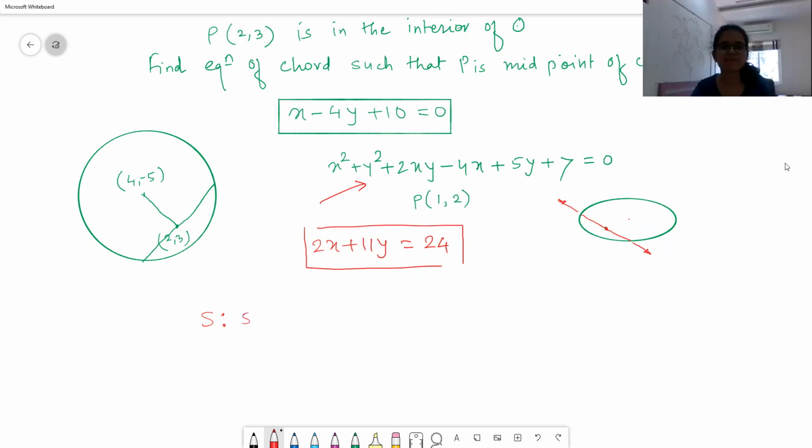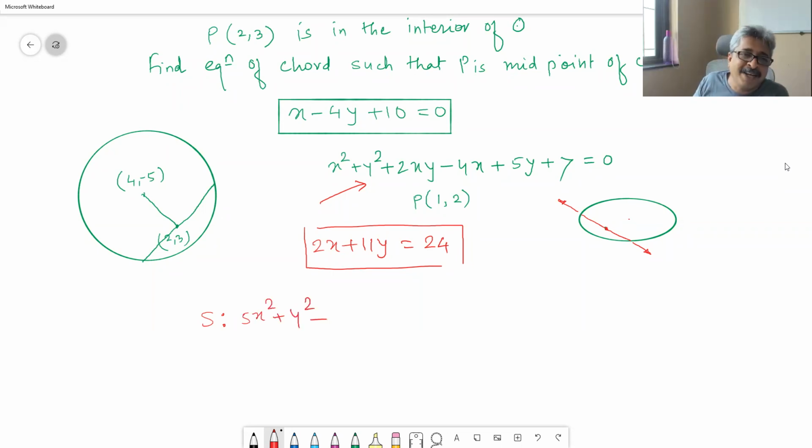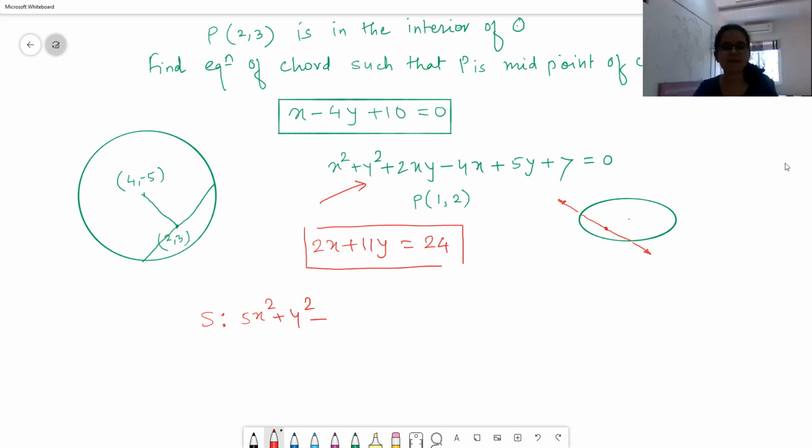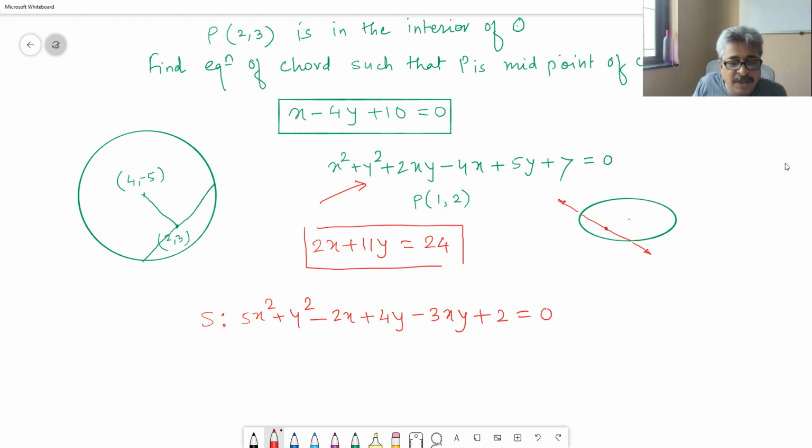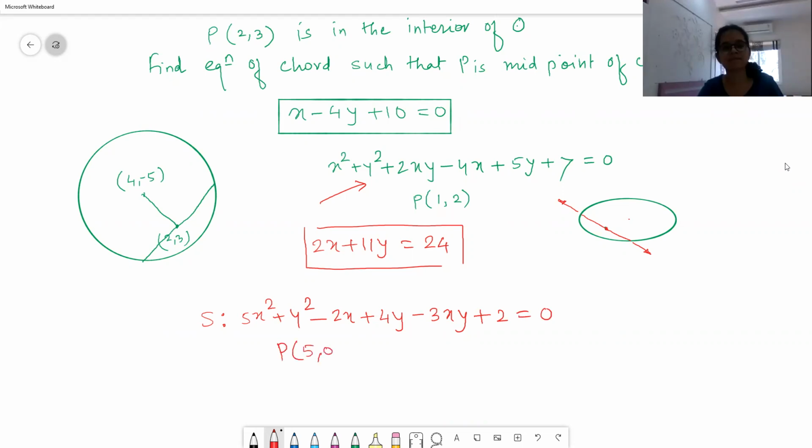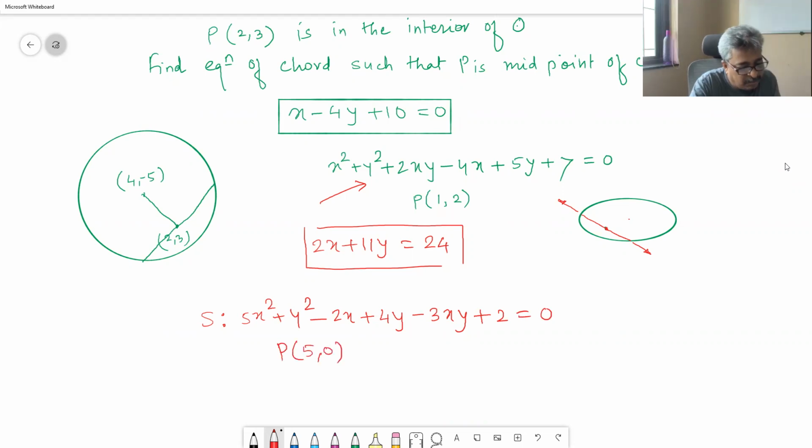5x square plus y square plus 23x minus... why such a big 59, you will have trouble with the calculation and so will I. Give small numbers: minus 2x plus 4y minus 3xy plus 2 is equal to 0, and point (5, 0). Okay, you start doing, I will start doing my work.